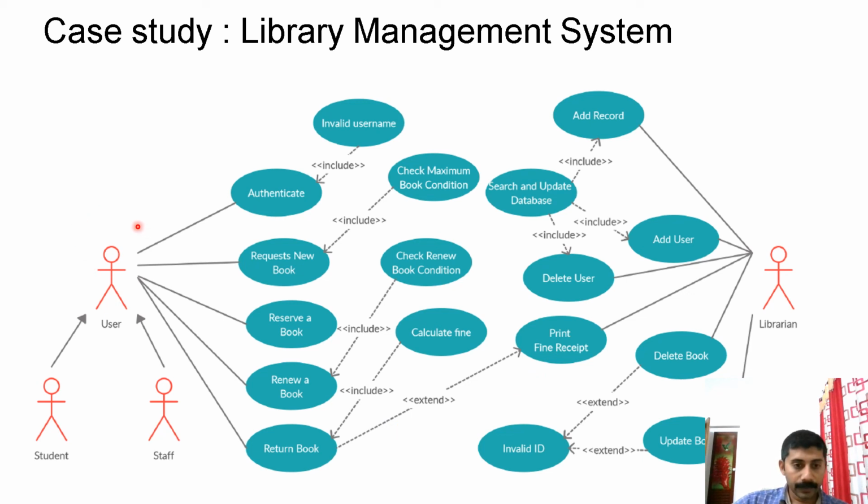So for the library, there are two types of members: student members and staff members. Each member interacts with the library system for authentication and login. A member can request a book, member can reserve a book, member can renew a book, member can return a book. The other type of actor is librarian. Librarian can actually add record, add user, print fine receipt, delete book, update book. These are the use cases directly operated by the system. In between you can see several use cases which are enhancing or extending the functionality of other use cases.